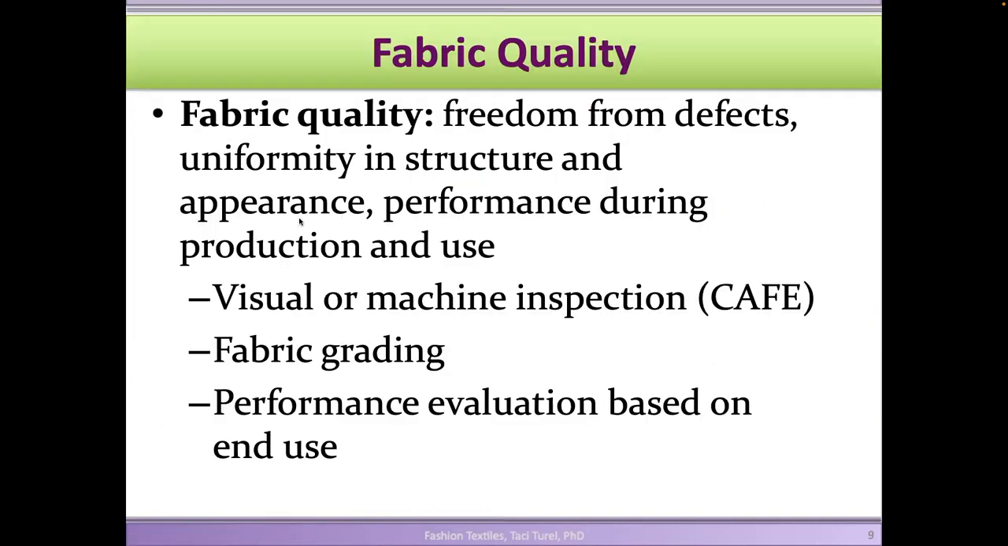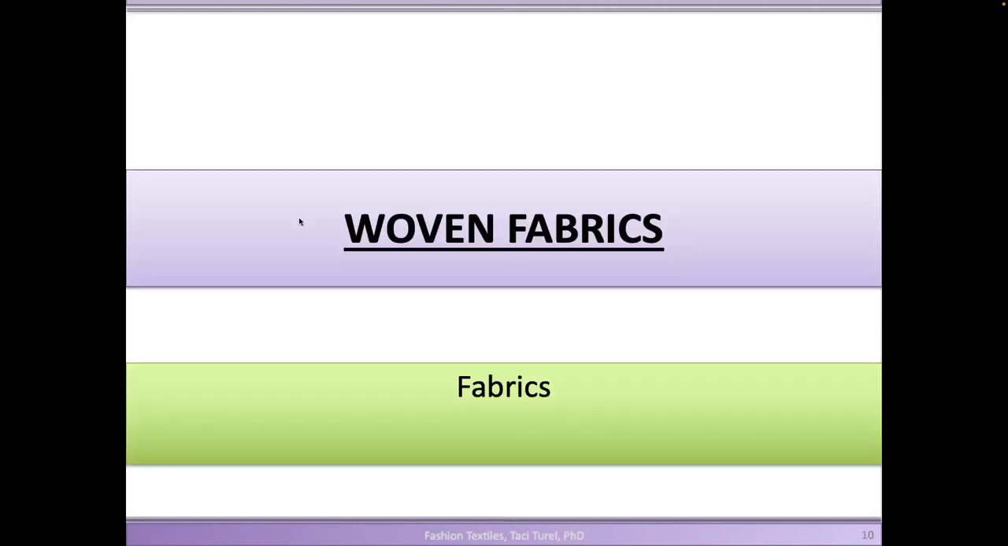When we talk about the quality of a fabric, we usually look at whether there are any defects or any kind of uniformity in the fabric. How does it perform when you use it? And to understand whether there are defects, there are visual inspections that we do. Sometimes people do that. Sometimes there are computerized systems which will go through the entire fabric to find any defects. And we grade fabrics based on their quality. And we also test the performance at the end.